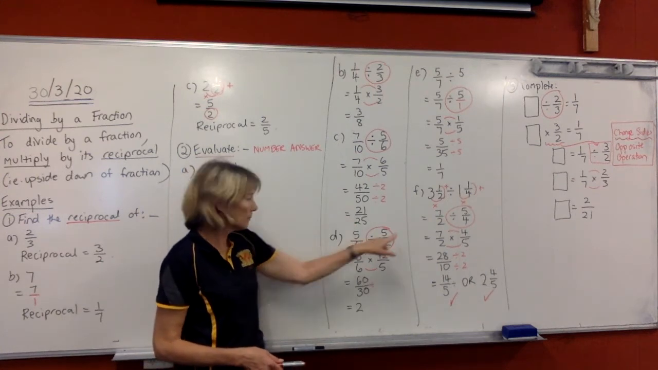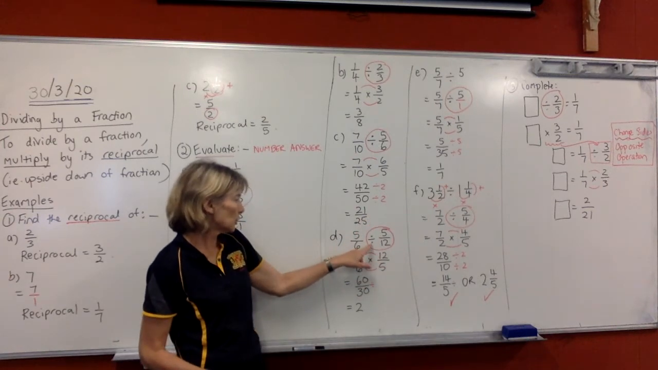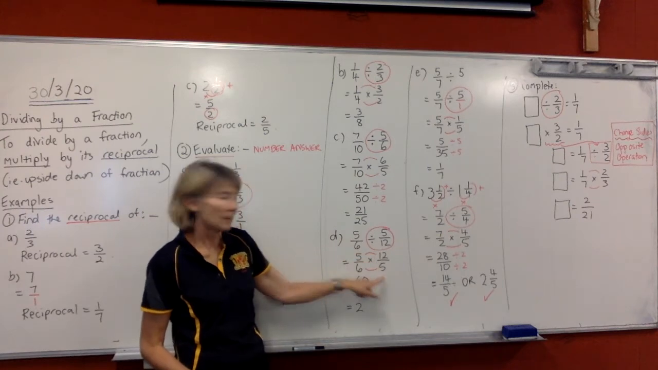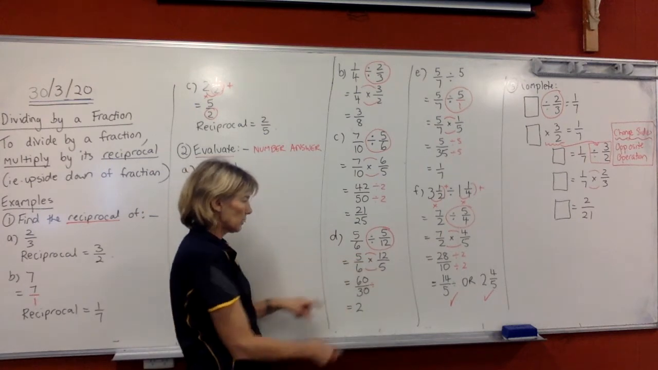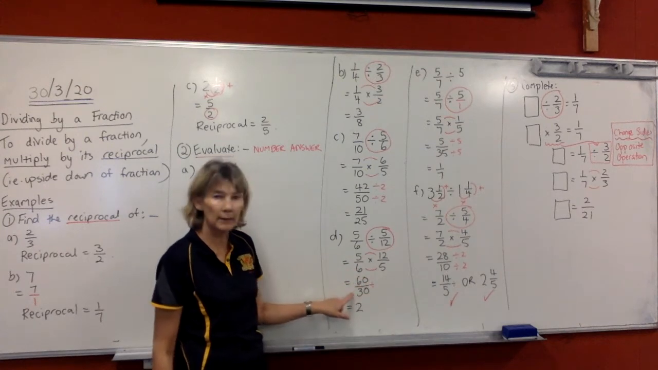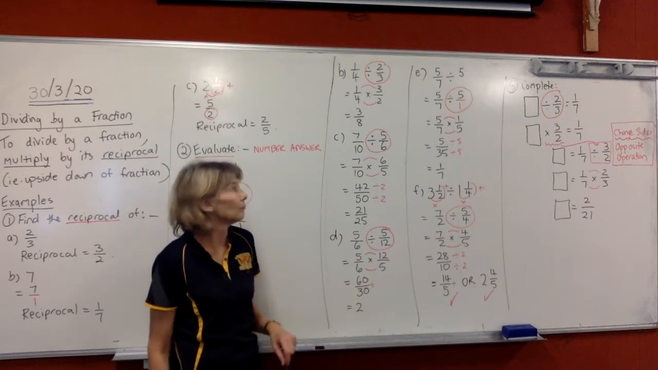The next question, circle the dividing by the fraction part, turn that into times by its reciprocal, flip it, and then do your multiplications. 5 times 12 is 60, 6 times 5 is 30, then we're going to do 60 divided by 30 is 2.